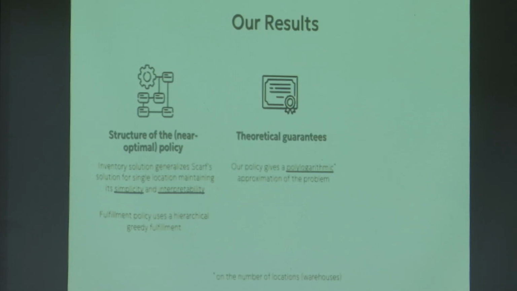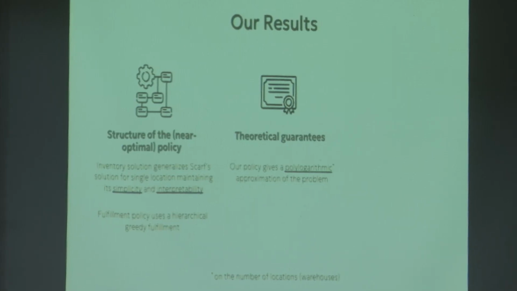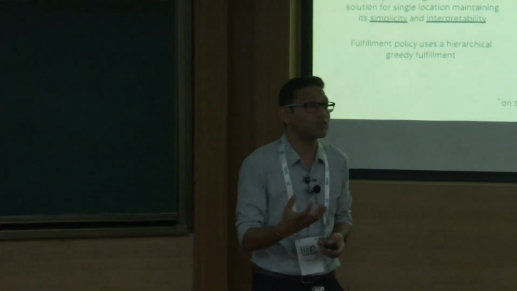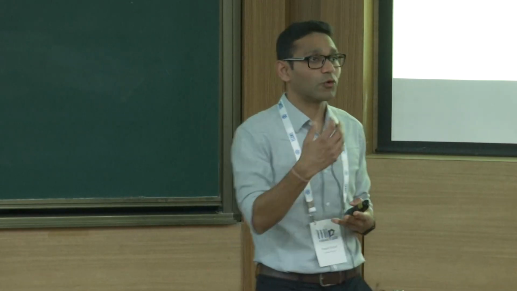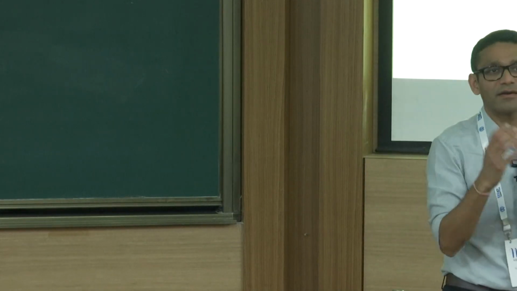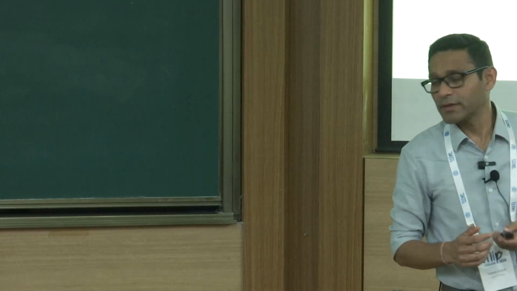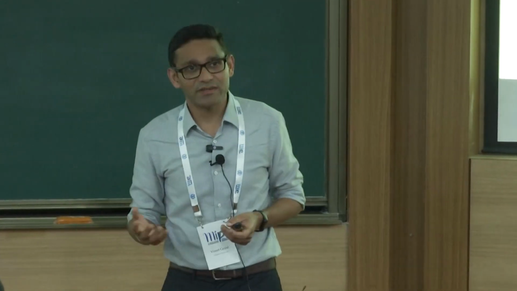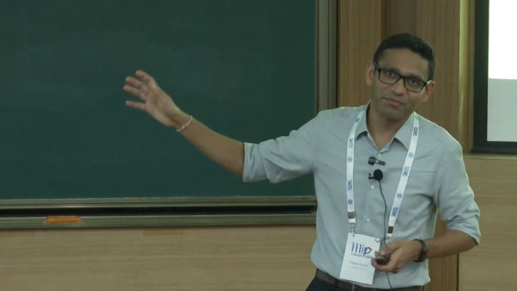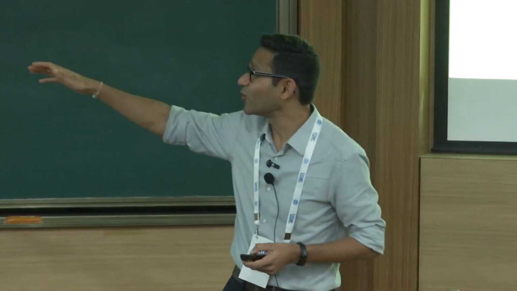We can analyze the worst case performance of our policy, and we show that our inventory and fulfillment policy is a polylogarithmic approximation compared to a lower bound. So our cost is a factor polylog of the number of warehouses times a lower bound. But empirically we show that it's not polylog. Empirically we are much closer to the lower bound, as compared to the theoretical guarantees.